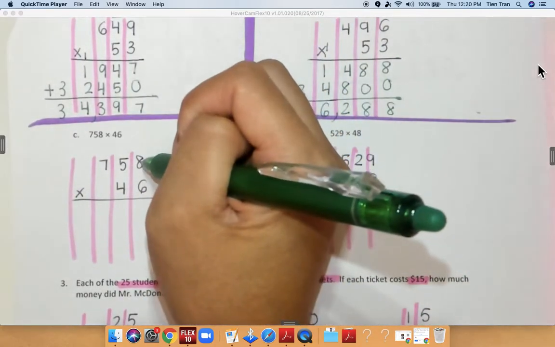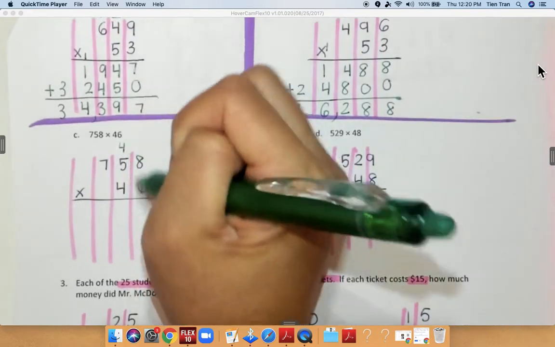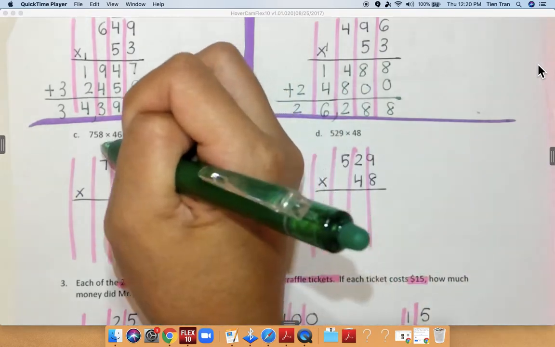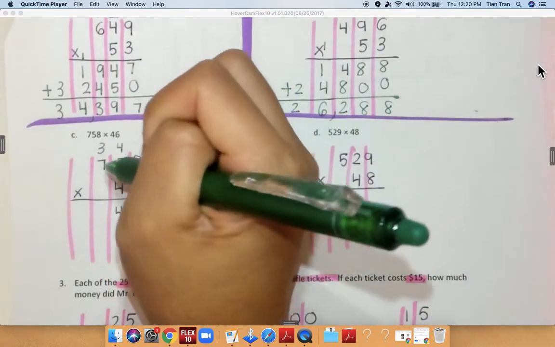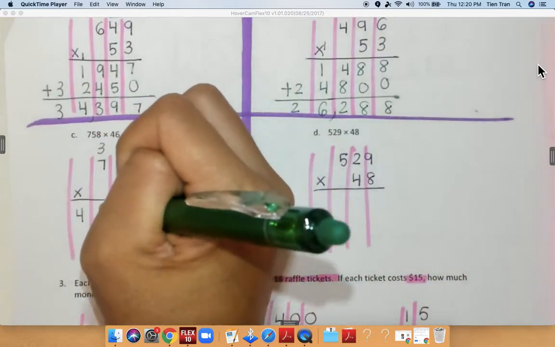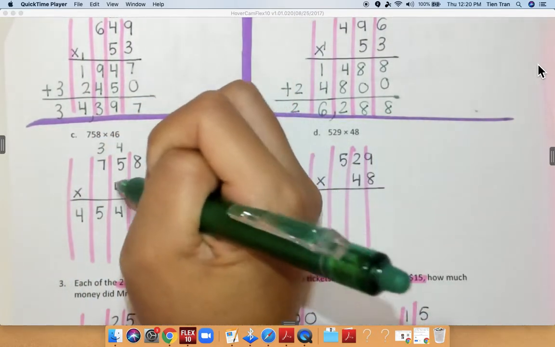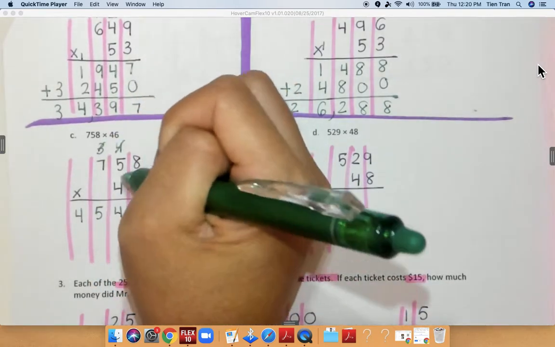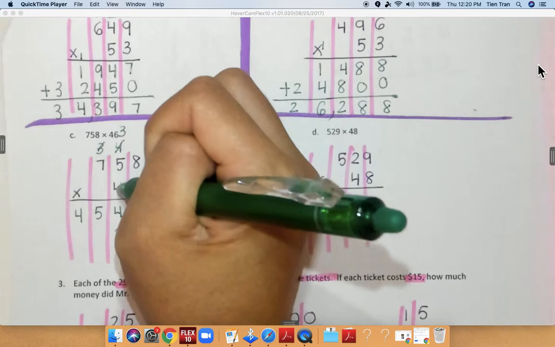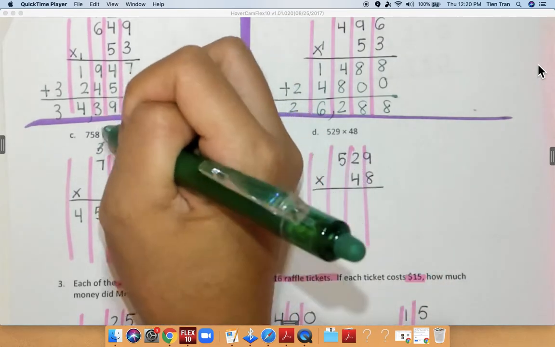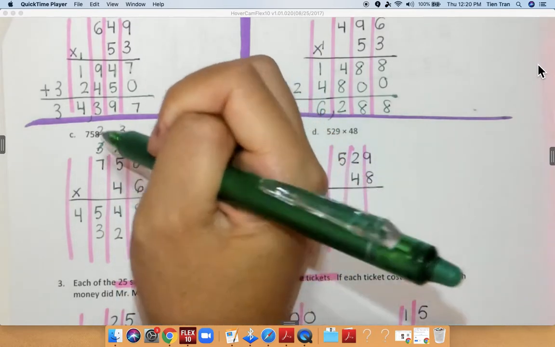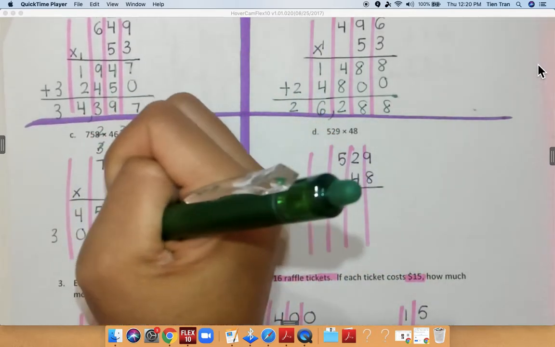Problem C, I'm multiplying 8 times 6, which is equal to 48. 6 times 5 is equal to 30, plus 4 is 34. 6 times 7 is 42. 42 plus 3 is 45. And my 0. Now I'm going to multiply. 4 times 8 is equal to 32. 4 times 5 is 20, plus 3 is 23. 4 times 7 is 28, plus 2 is equal to 30.